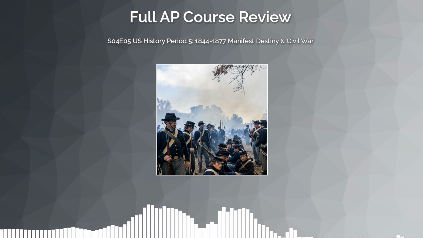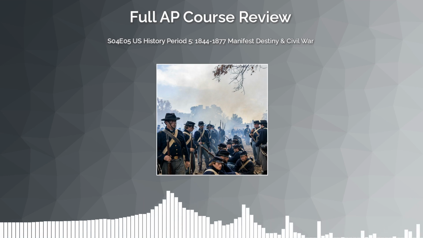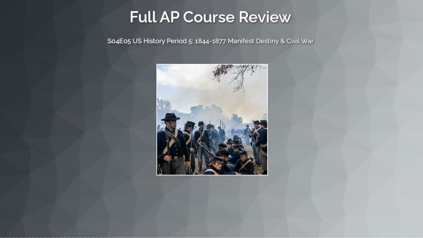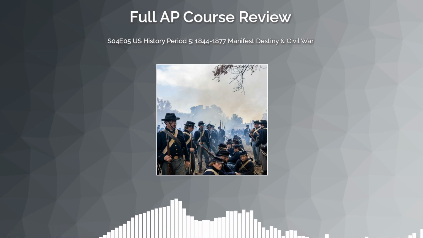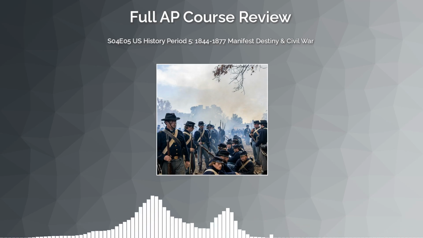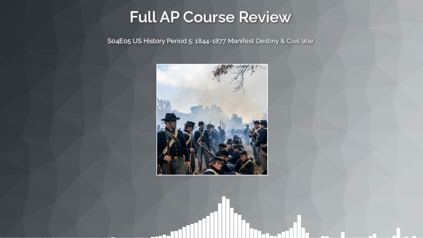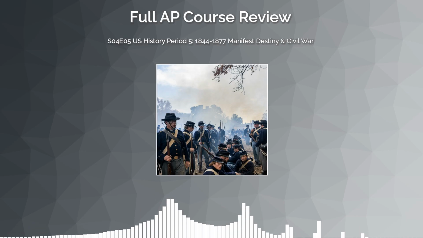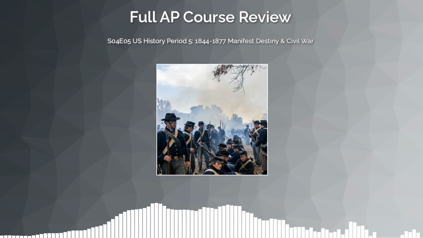A good mnemonic for the key territorial moments: Texas, 1845, Oregon, 1846, Mexican Cession, 1848, and the Gadsden Purchase, 1853, which added a small strip of present-day southern Arizona and New Mexico for a potential southern railroad route.